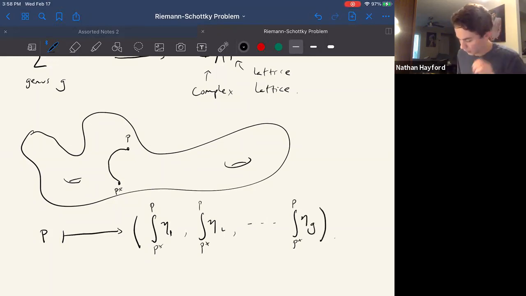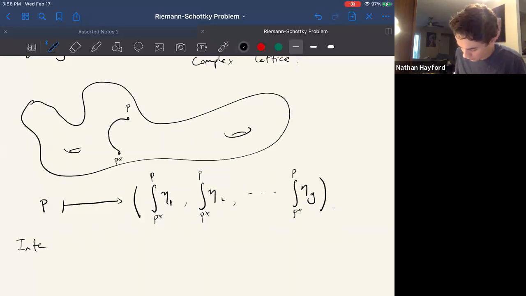So this map is seemingly ill-defined because, of course, integration from here to here maybe is different from integration from there to there, unless I go around a cycle first and then come and hit this point. So integration is seemingly defined only up to cycles. But the nice fact is that integration is defined only up to cycles.